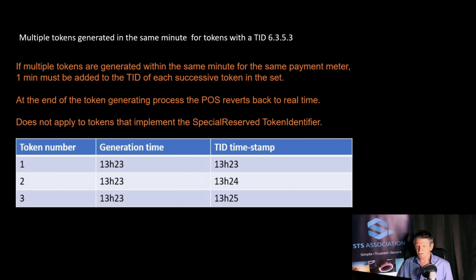So if the first token is 1323, the timestamp will be 1323. If token number 2 is also generated at 1323, it will have a TID of 1324, and the third one will have a TID of 1325.